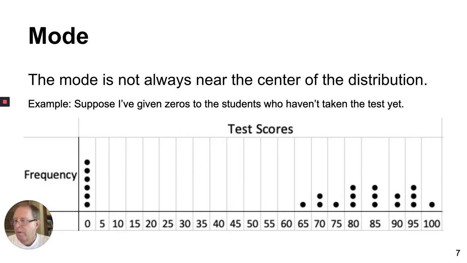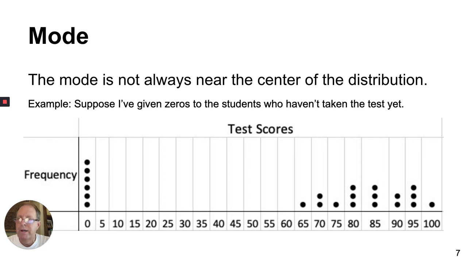Now, there are some drawbacks. The mode has some definite drawbacks. The mode is not necessarily in the center. Suppose I have a bunch of students who've taken the test, and several of the students have not taken their test. So I've given zeros to the students who haven't taken the test. And here's my dot plot of test scores. You can see that most of the students have taken the test, but there are 6 students who have not. The mode is actually 0 in this case, and that's nowhere near the center of this distribution.